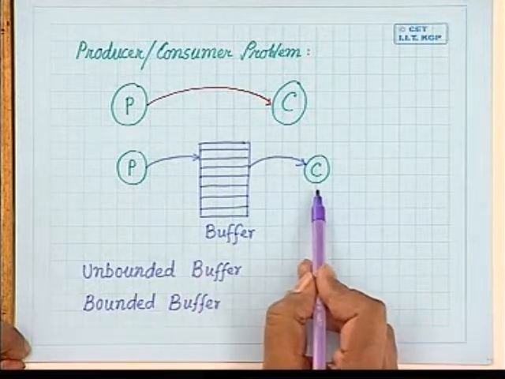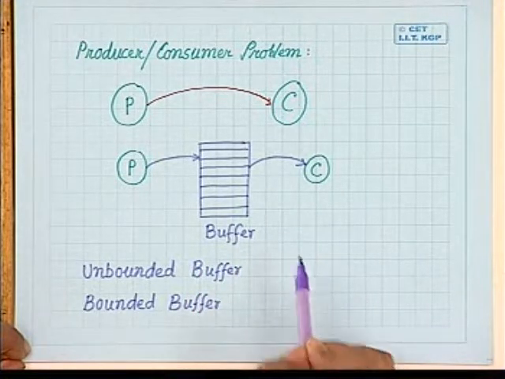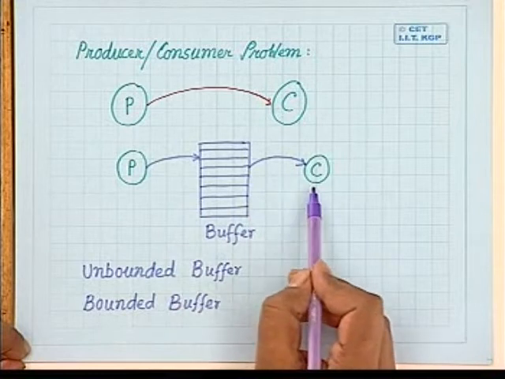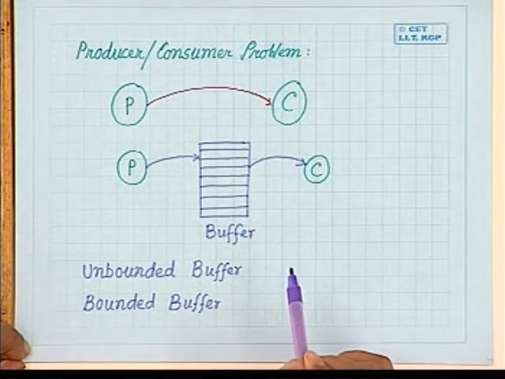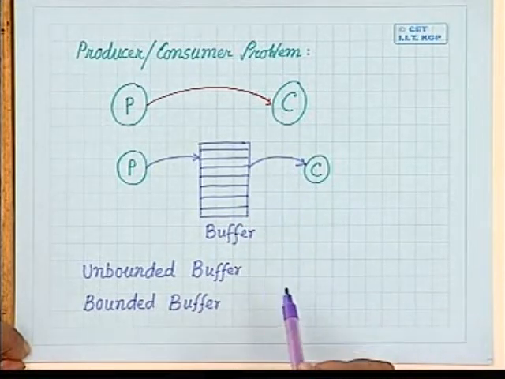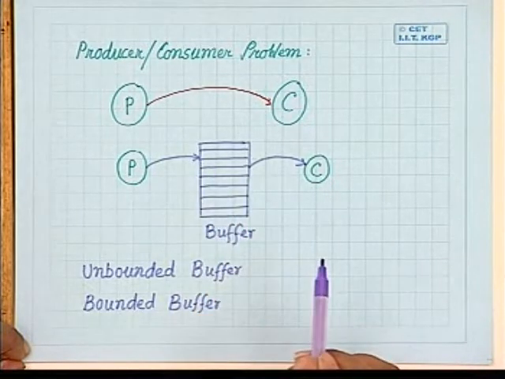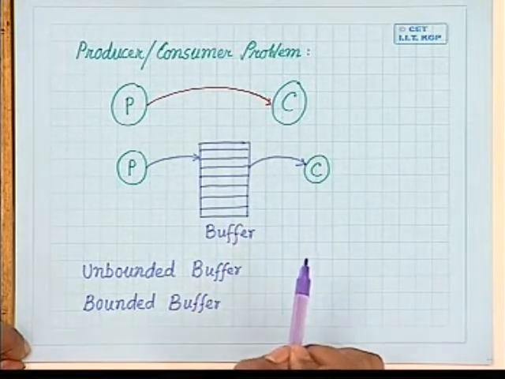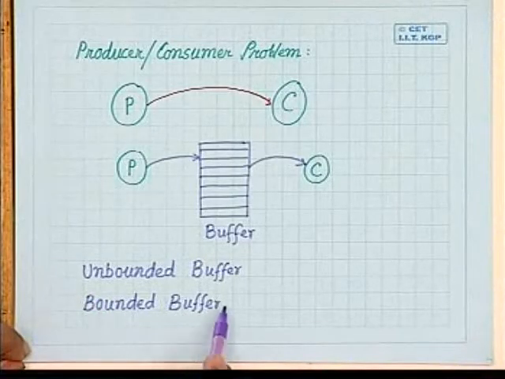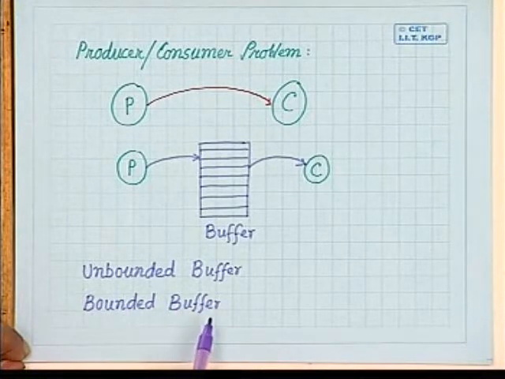In case of the consumer, if the rate of production is less than the rate of consumption, then the consumer at some point of time will find the buffer to be empty. So if the buffer is empty, obviously the consumer cannot consume any item from the buffer. So the consumer has to wait until the producer produces some item and places it in the buffer, which the consumer can subsequently consume. So these are the problems that we'll face in case of the bounded buffer problem.